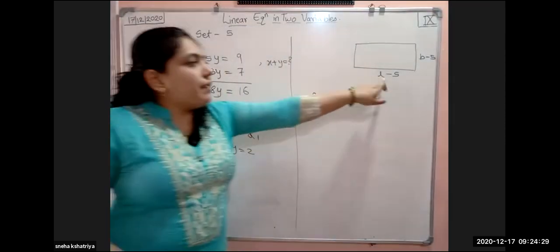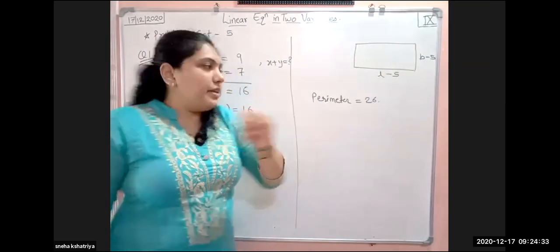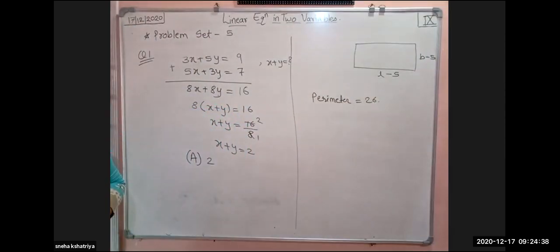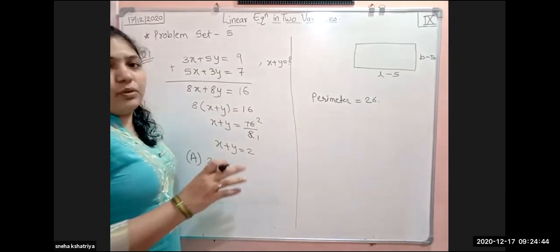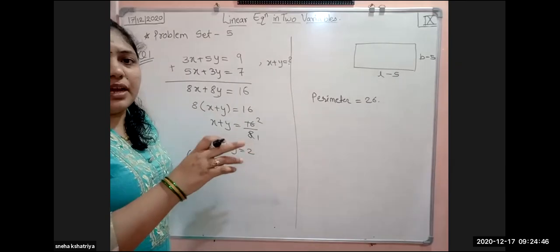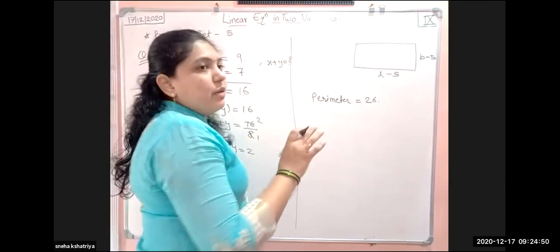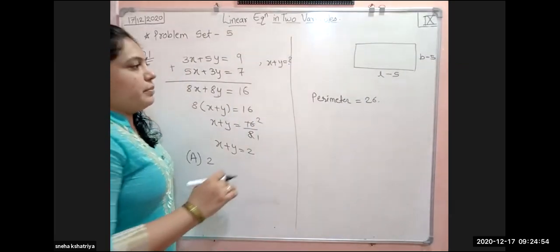Subtract 5 from this and 5 from this: length minus 5, breadth minus 5. How much is the perimeter? 26. What is the mathematical form of the statement? We don't have to find out the length and breadth. They are just asking us to find the mathematical form. Whatever question is given, you have to convert that question into mathematical form.